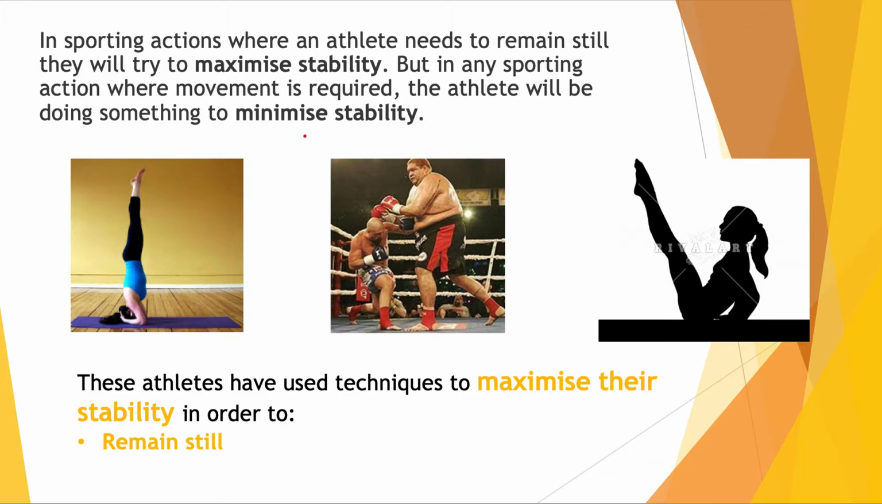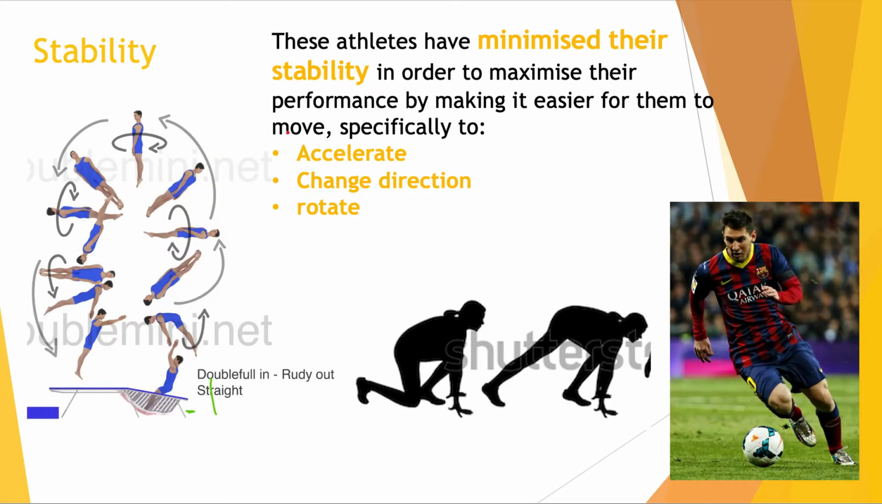If we're trying to accelerate, we're trying to change direction, we're trying to rotate, then we want to do something to minimise our stability and make it easier for us to move. So in these examples, these performers have minimised their stability in order to maximise their performance, making them easier to move, to specifically accelerate, change direction or rotate.